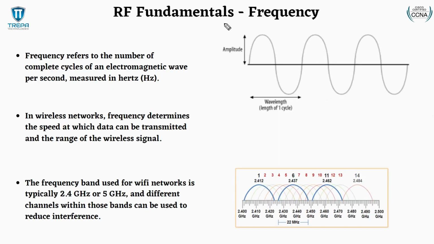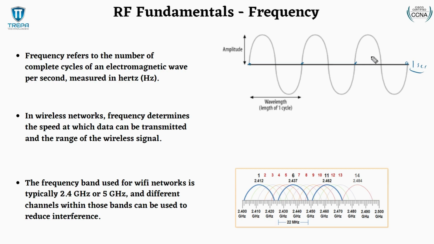So let's go over frequency some more, right? What does frequency mean? So frequency refers to the number of complete cycles of that electromagnetic wave per second. And that's going to be measured in hertz. So this wavelength, those are complete cycles, right? The wavelength, the smaller it gets, the more cycles you're going to have in a second. So this axis here is, let's say, 1 second. So here we have 4 hertz.